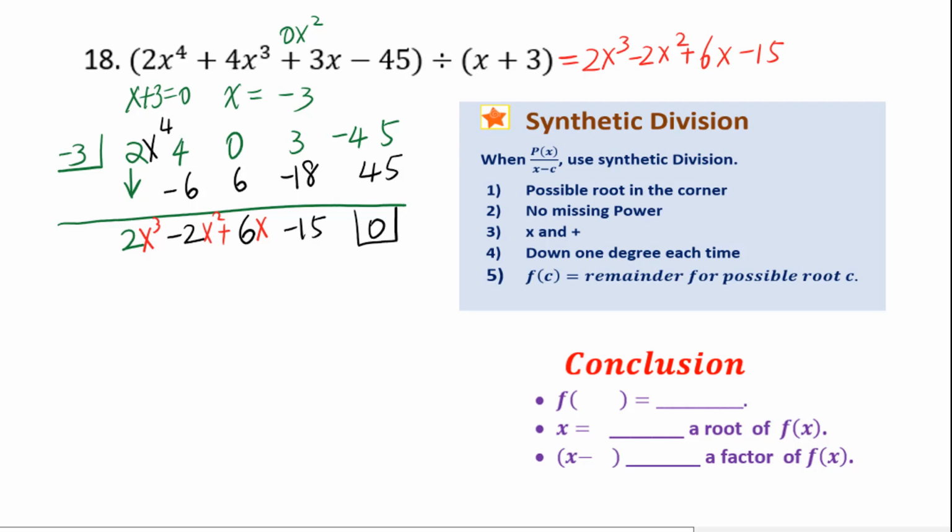Conclusion. F of negative 3 equals 0. X equals negative 3 is a root of f of x. X plus 3 is a factor of f of x. And also negative 3, 0 is the x-intercept of f of x.